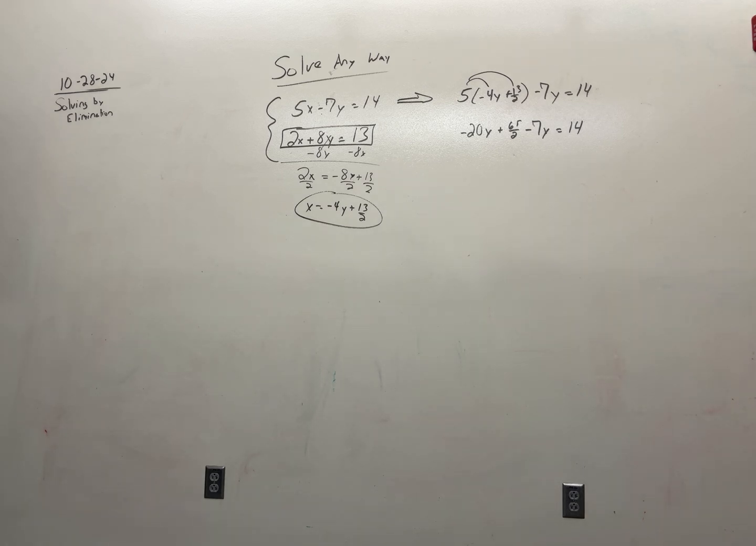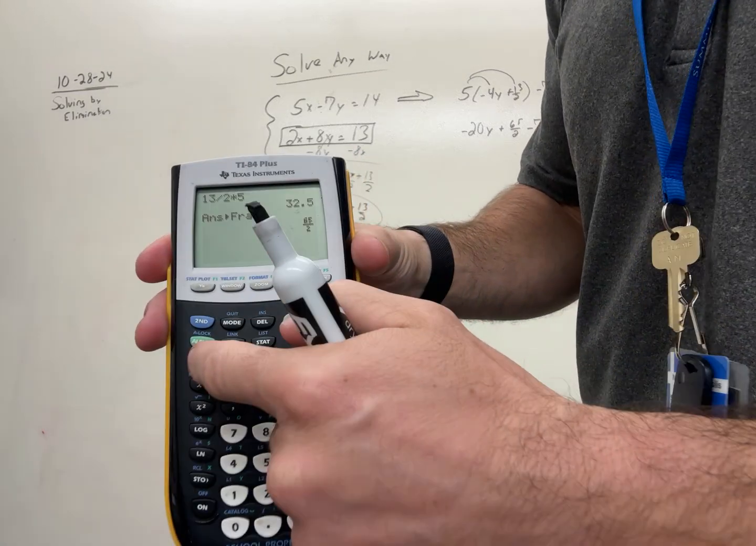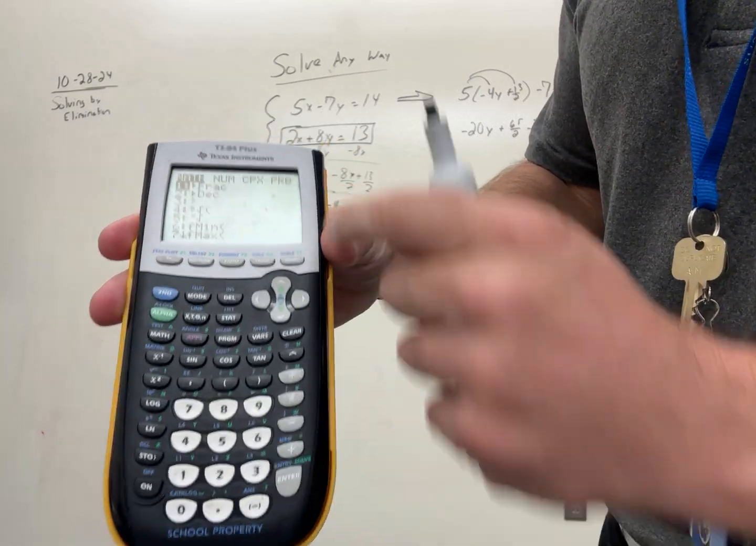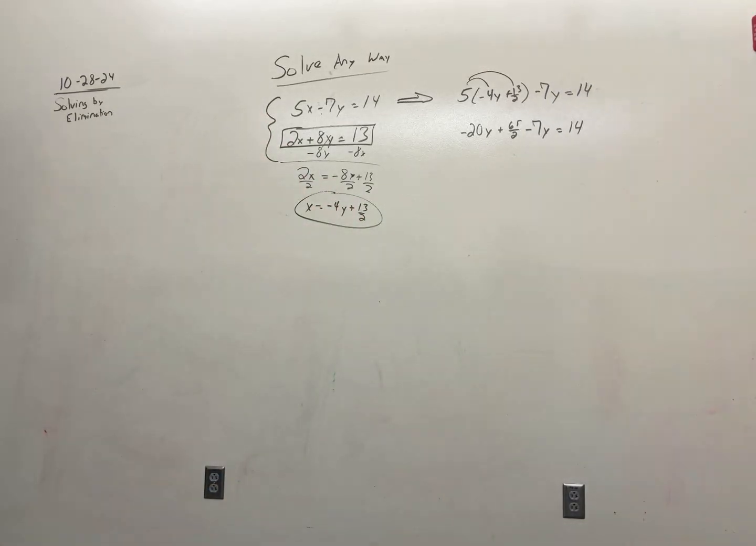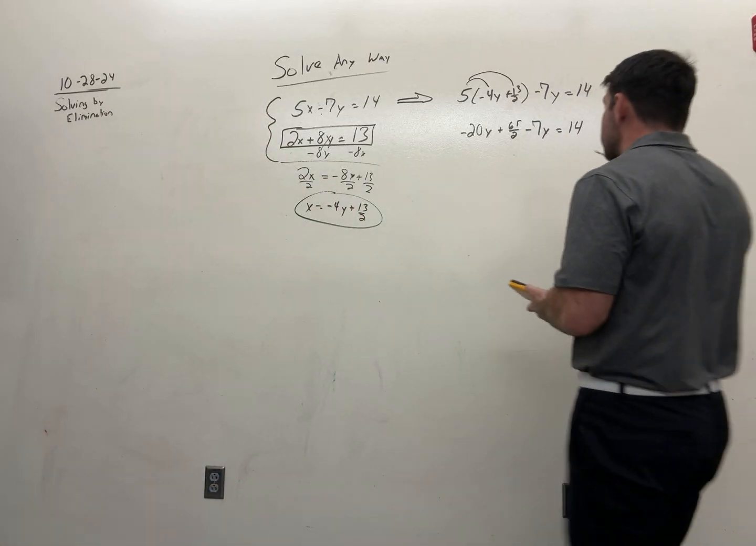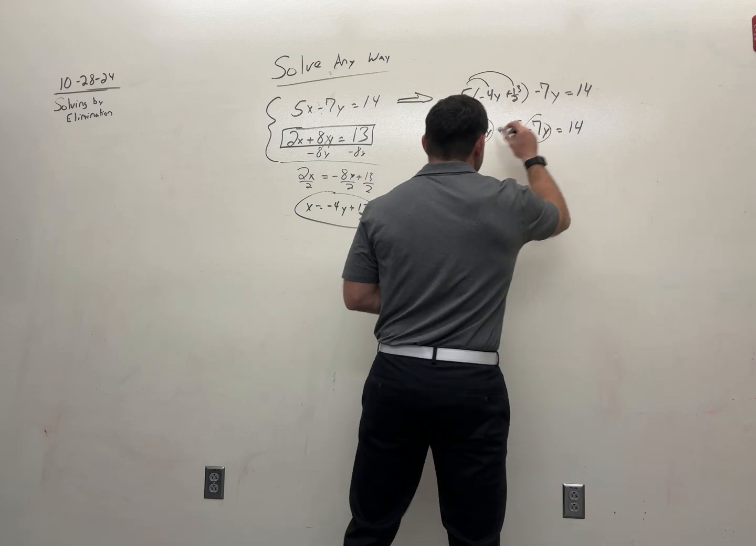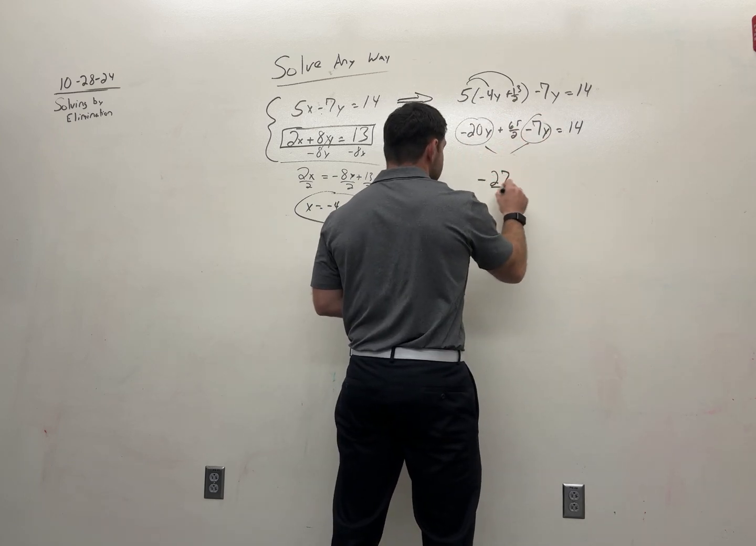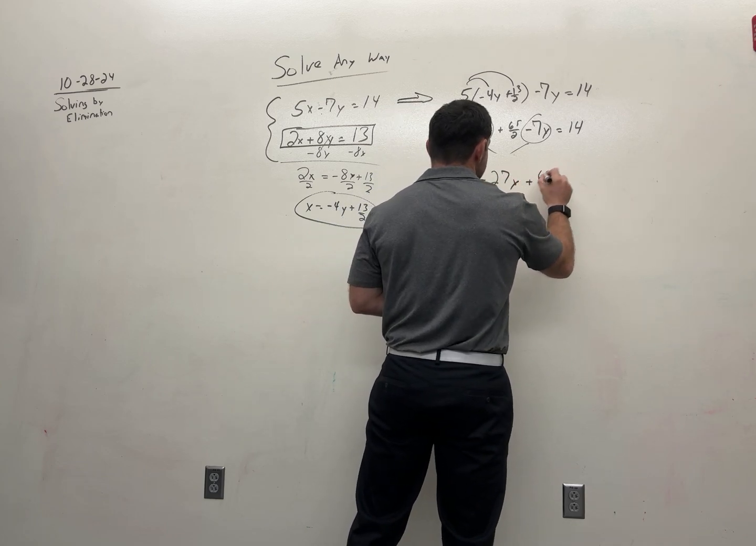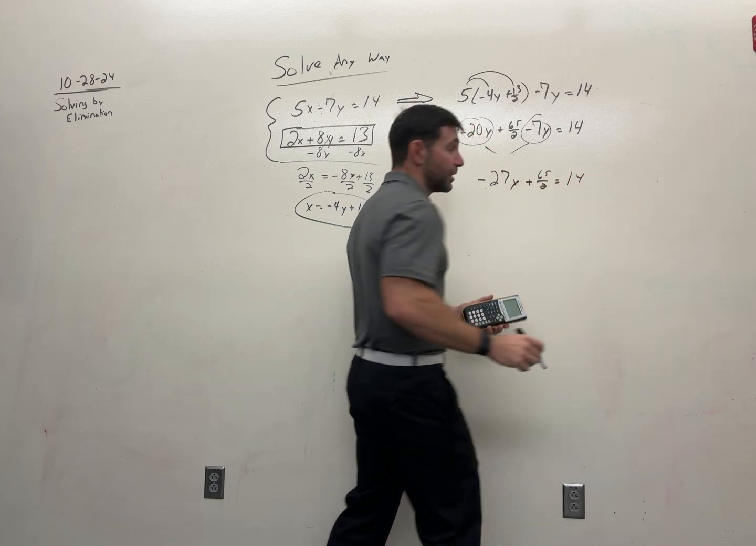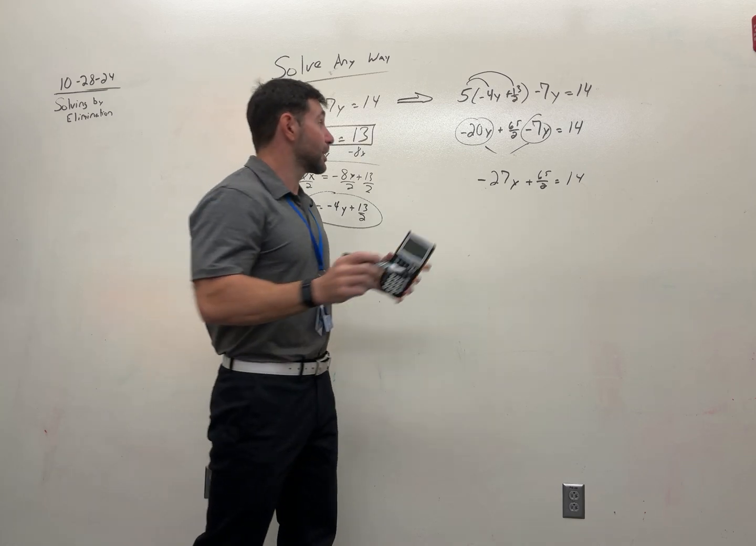Ava, if you don't know how to do that, it's the math button. Then it says fraction. That's how we're changing those decimals into fractions. Okay? So, now I'm combining like terms. Negative 20y minus 7y gives me negative 27y plus 65 halves equals 14. Everybody still with me? Okay.